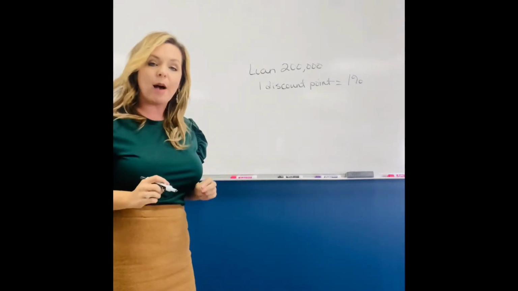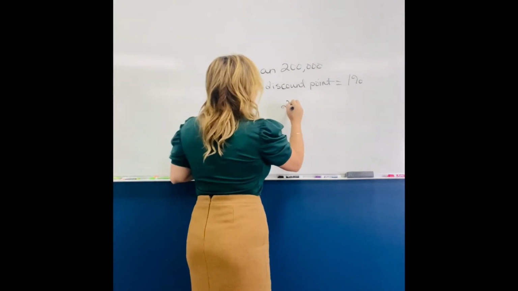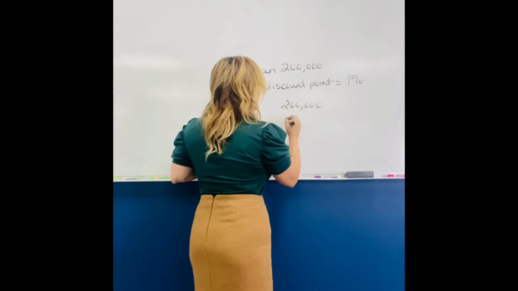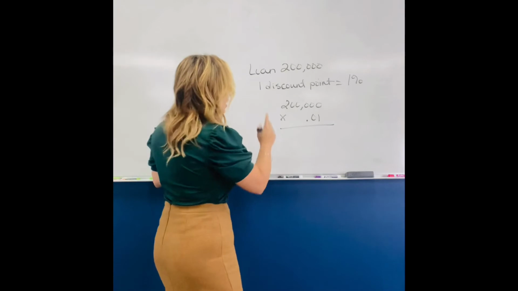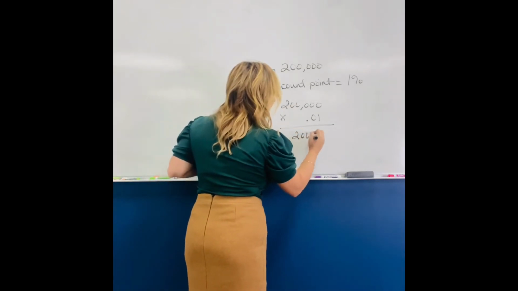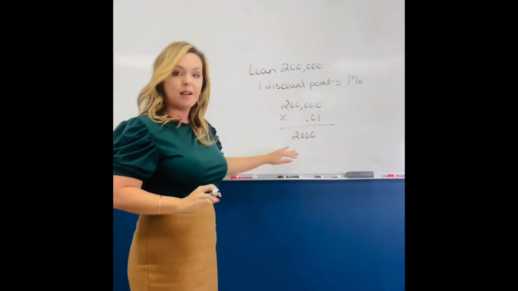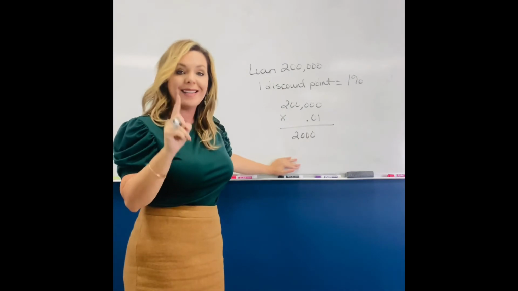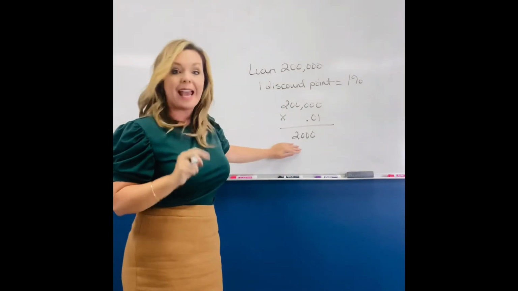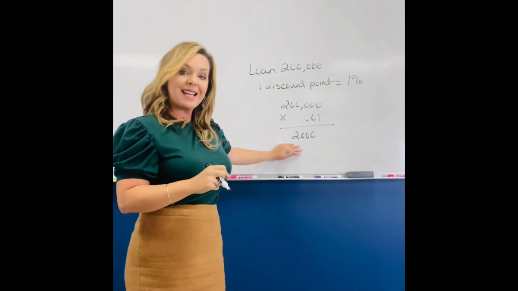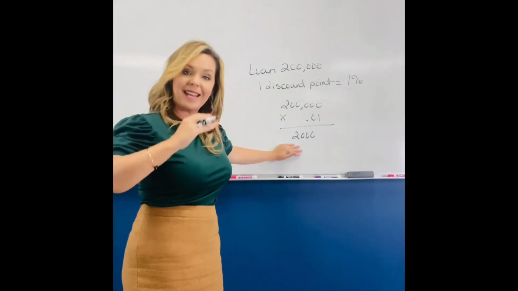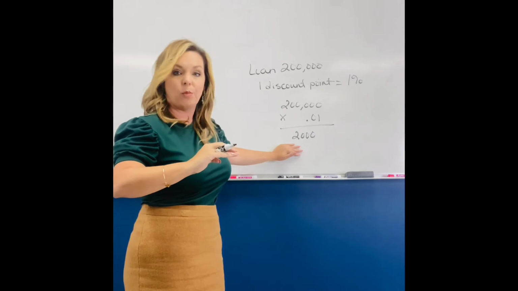So how do we calculate this? We are going to take our loan of $200,000 and multiply it by one discount point, 1%. So we're going to multiply those and it comes out to be $2,000. So our one discount point is going to cost us a one-time $2,000. Again, this lowers your rate down one discount point.